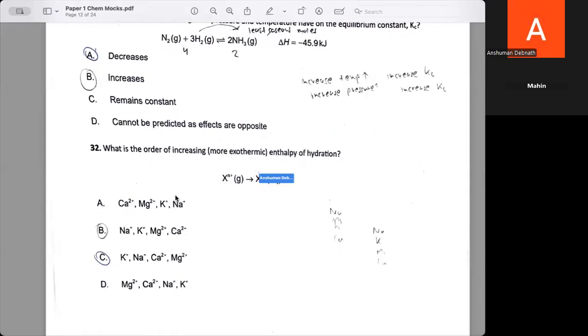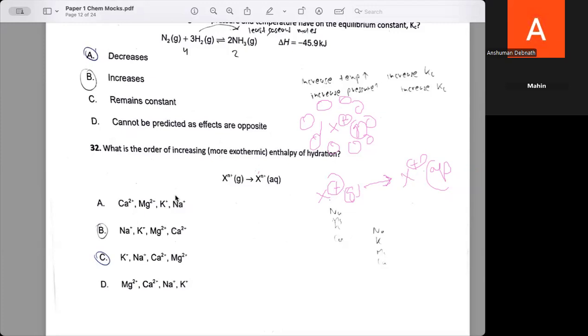Enthalpy of hydration is the enthalpy change when one mole of gaseous ions is surrounded by water molecules at infinite dilution, producing one mole of hydrated ions. So what does the equation look like? X plus (gas) goes to X plus (aq). Is it clear? Did you get this? Yes, sir.